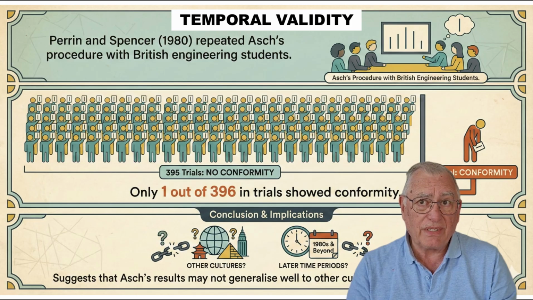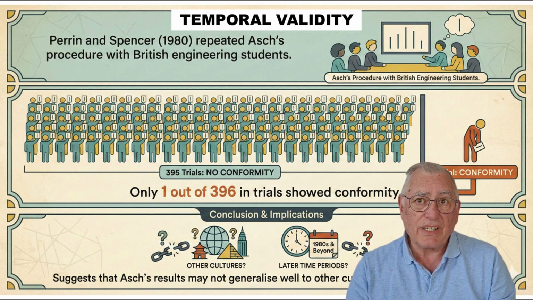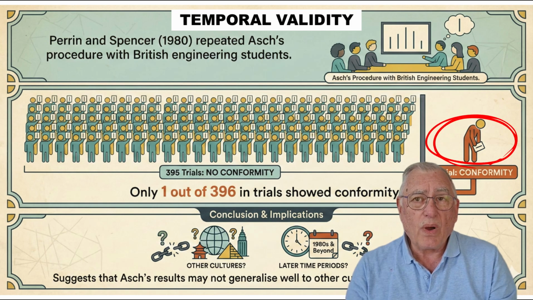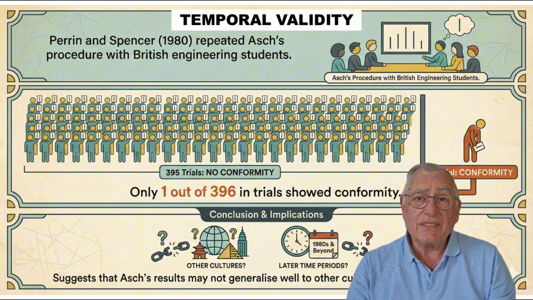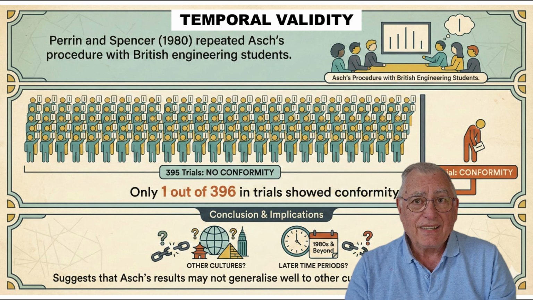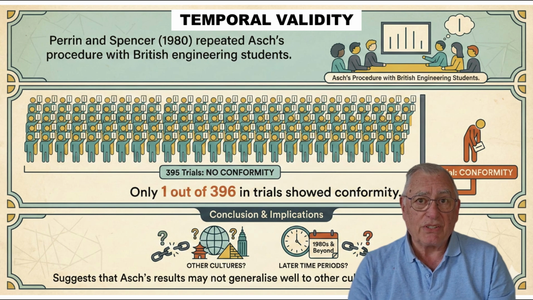Then temporal validity. Temporal validity refers to whether findings apply across time periods. Perrin and Spencer in 1980 repeated Asch's procedure, but with British engineering students, and they found that only 1 out of 396 trials showed conformity, and that's very low indeed. This study suggests that Asch's results may not generalize well to later time periods.